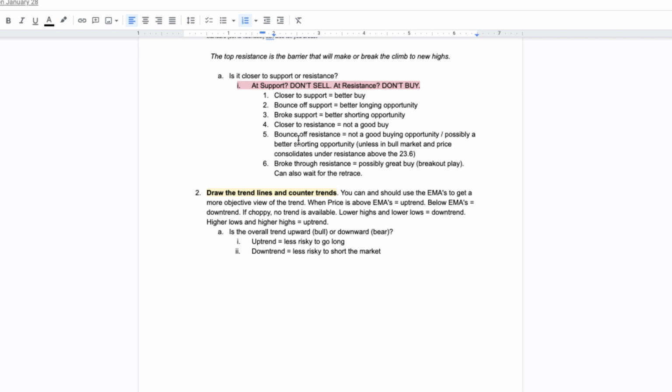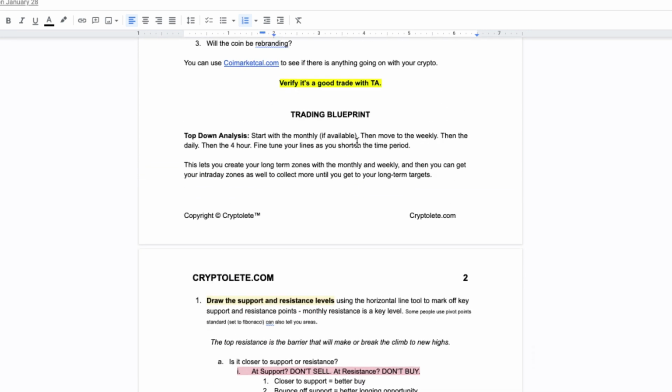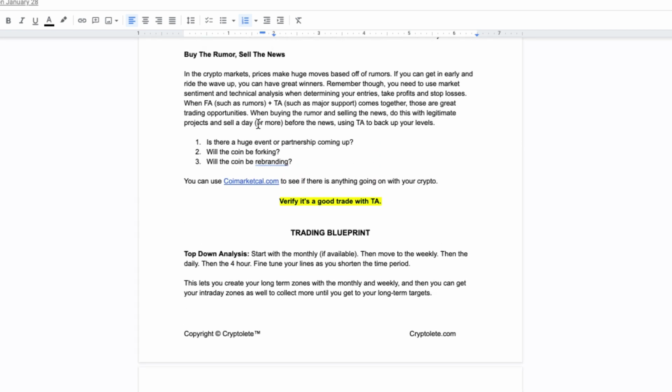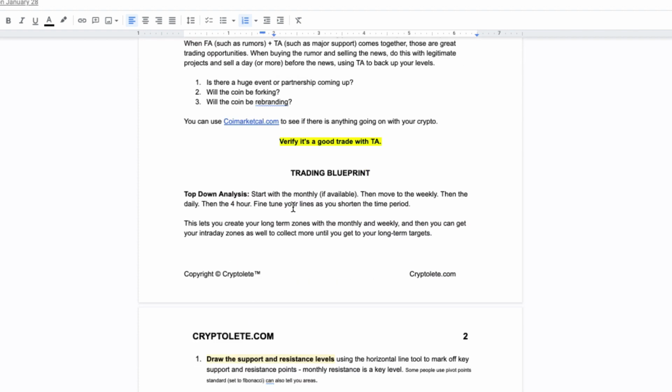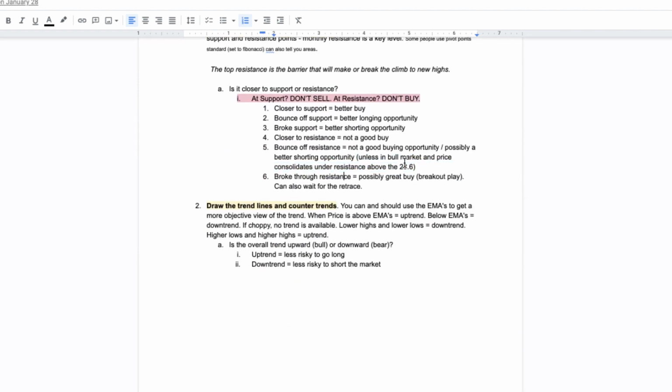If it's closer to the resistance, it's not a good buy. If it bounces off the resistance, it's not a good buying opportunity, and it's possibly a better shorting opportunity, unless we're in a bull market and price consolidates under the resistance. So knowing where we are in the market cycle and what the sentiment of the market is helps with knowing whether or not to short or long the market, depending on where the price is.